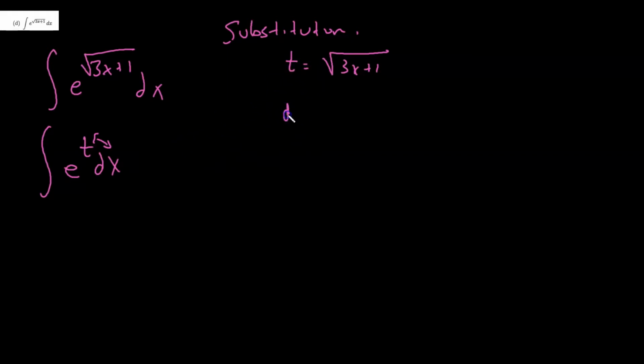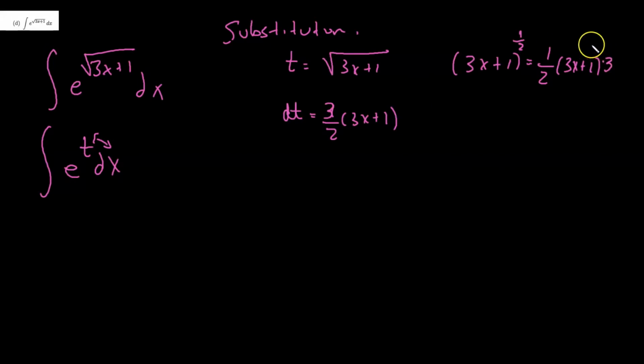So let's say we take the derivative of t, and then we would take the derivative of that side as well. So the derivative of the right side is 3x plus 1. So this can be rewritten as 3x plus 1 to the half. So you bring the half to the front, 3x plus 1, multiplied by the derivative of the inside times 3. So dt is equal to 1/2, well, 3 over 2, 3x plus 1.